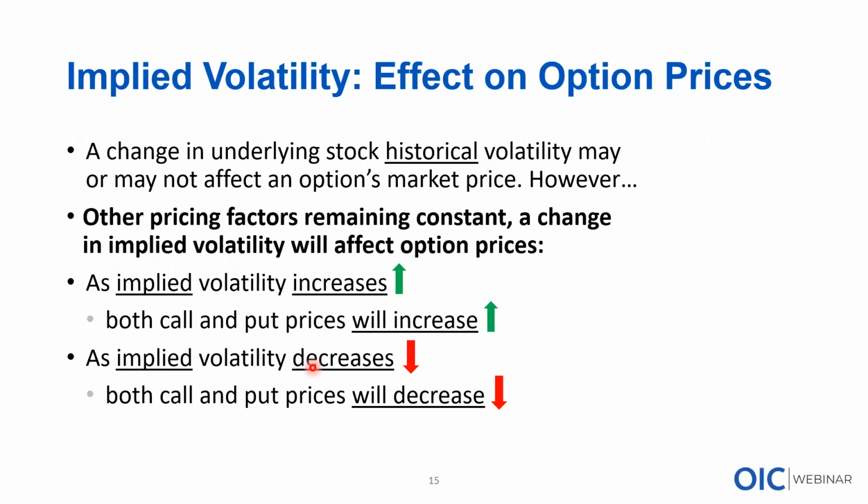It would get smaller. And that would drive down both call and put prices. Also, changes in implied volatility are more magnified for longer dated options. Think about that through a more extreme example.